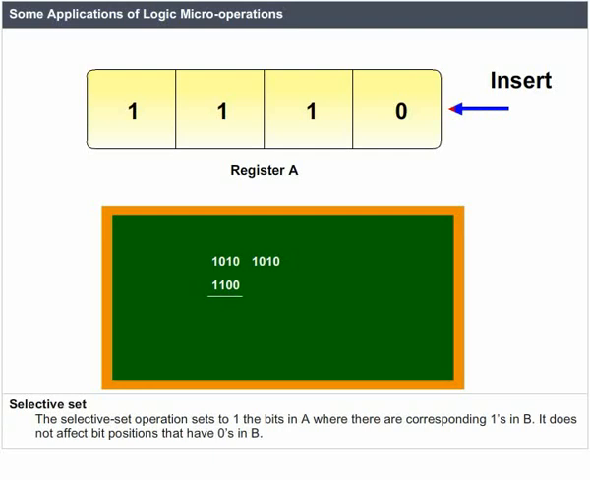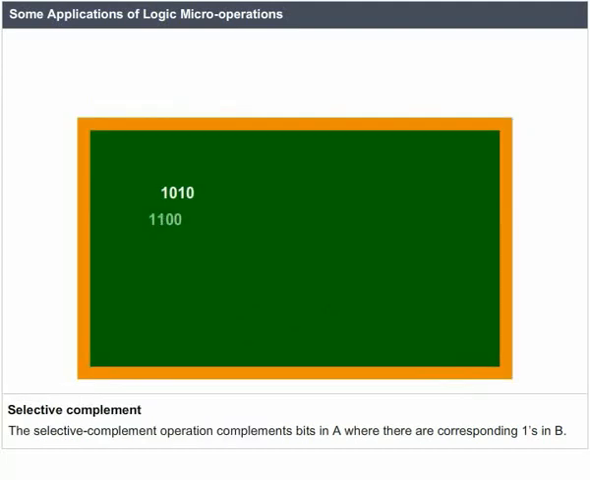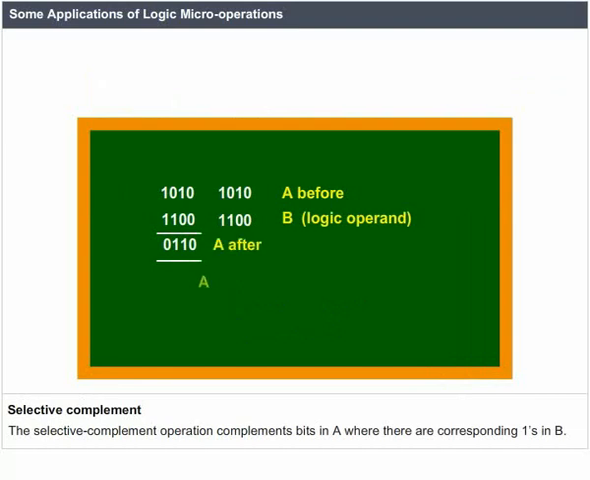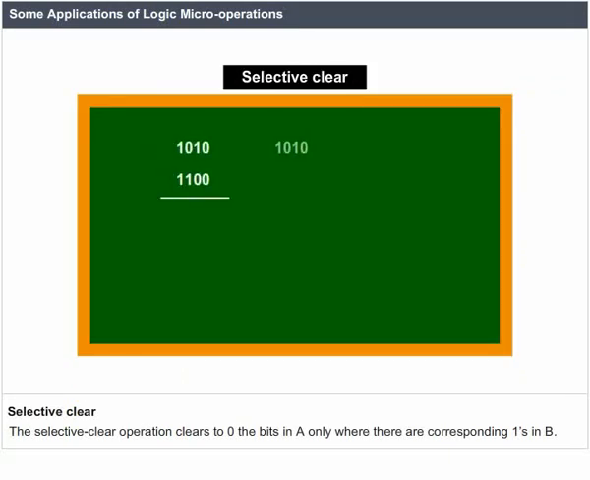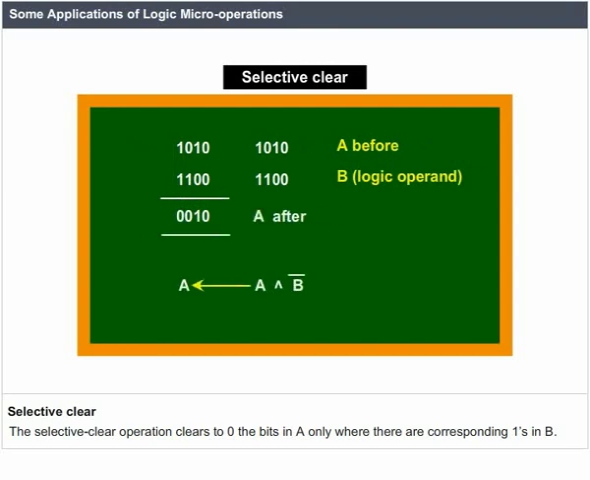Selective set. The selective set operation sets to 1 the bits in A where there are corresponding ones in B. It does not affect bit positions that have zeros in B. Selective complement. The selective complement operation complements bits in A where there are corresponding ones in B. Selective clear. The selective clear operation clears to 0 the bits in A only where there are corresponding ones in B.